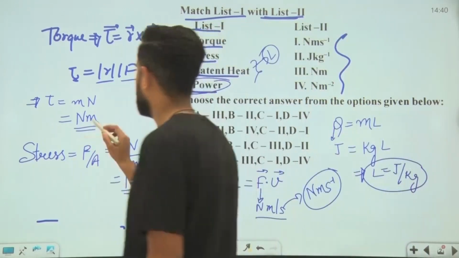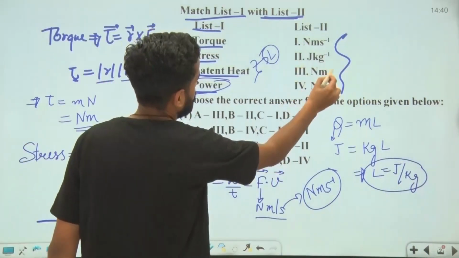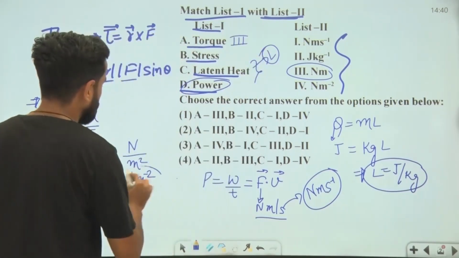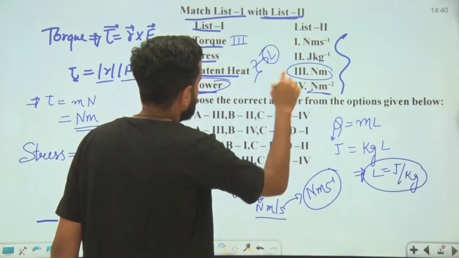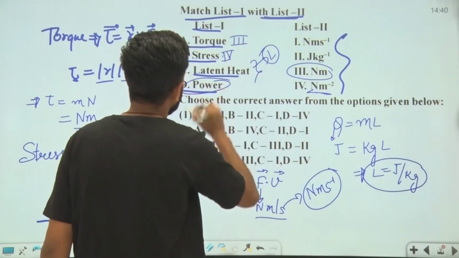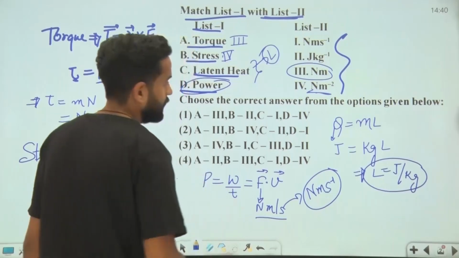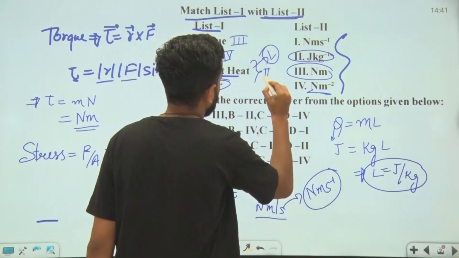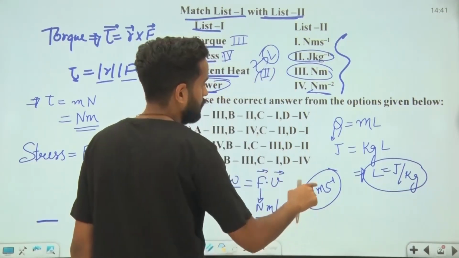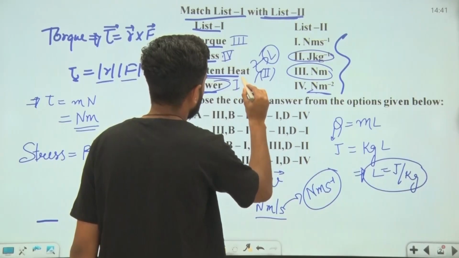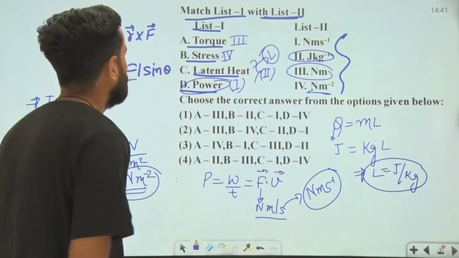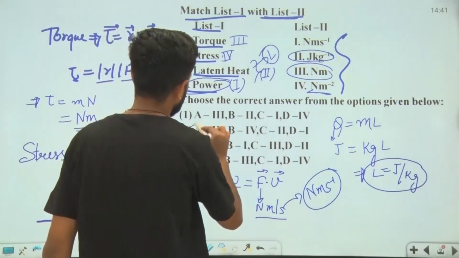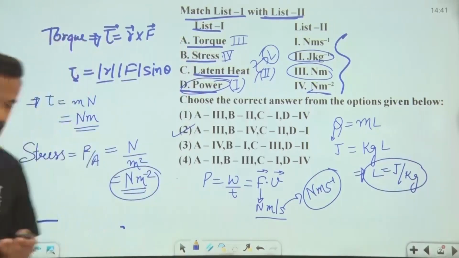So torque is Newton meter, and Newton meter is here, so torque goes with the third one. Next is stress. Stress was Newton per meter square, fourth option. Third is latent heat. Latent heat was joule per kg, second option. And last is Newton meter per second, so option 1. So this will be the correct arrangement. Looking at the options, it is option B. Option B is right. Thank you.